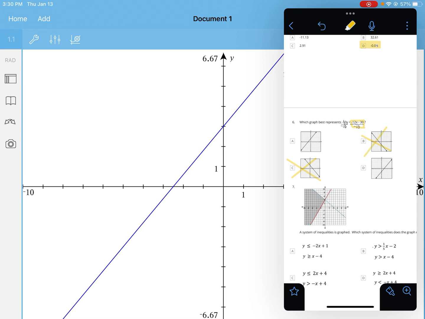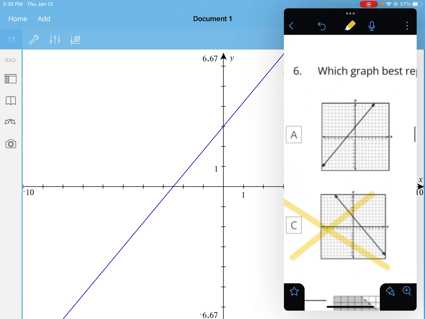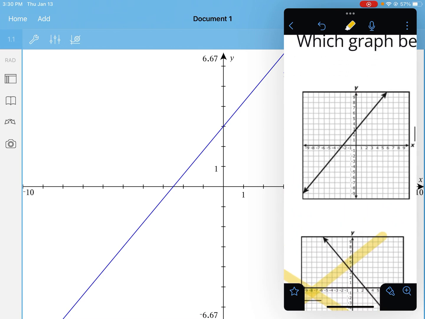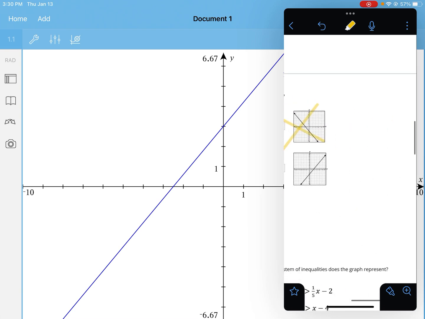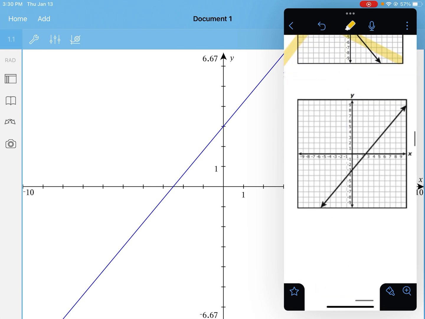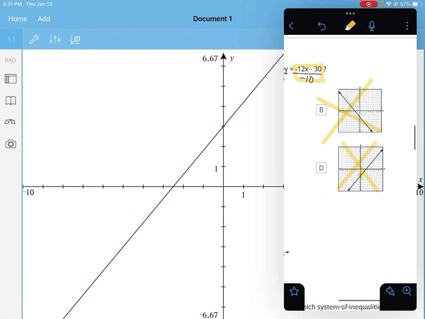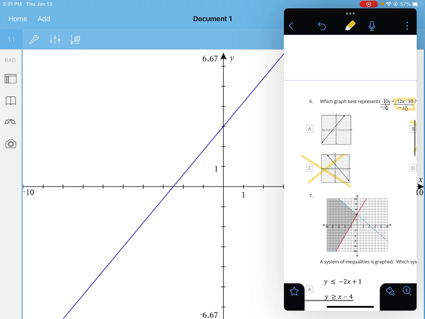Now, what I have to pay close attention to is where it's crossing the y-axis. It's crossing the y-axis above in the positive area. Okay, so if I look at A, it looks pretty identical to it. If I look at B, notice how it's crossing down here in the negative area. So that's why this answer does not work. So our correct answer would be A.